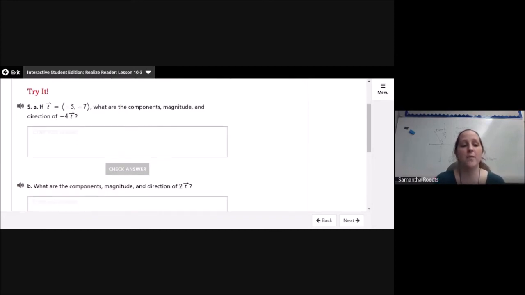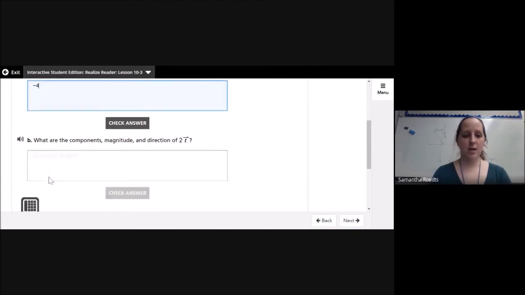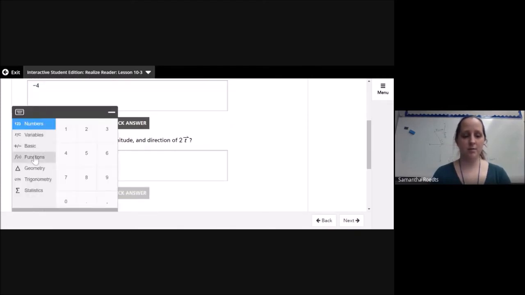Let's try it. If vector t equals -5, -7, what are the components, magnitude, and direction of -4t? So I'm going to take -4 times my vector.